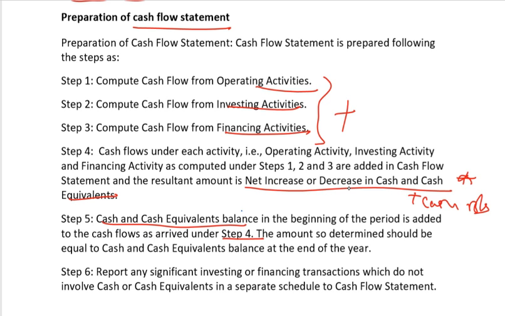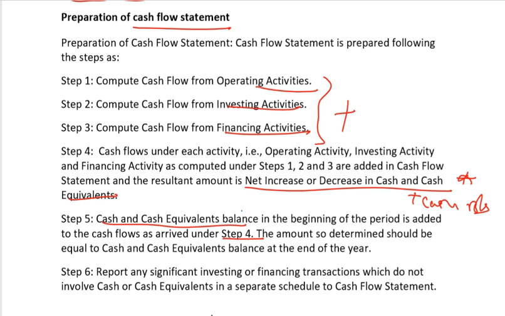That balance should be equal to the closing balance, closing cash and cash equivalents. Okay, what is the first step? First, we have to calculate the cash flow statement, all those things. Afterwards, we get the net increase or decrease of cash and cash equivalents. Then we add the cash and cash equivalents opening balance from our balance sheet. You should get the closing balance as per the balance sheet.